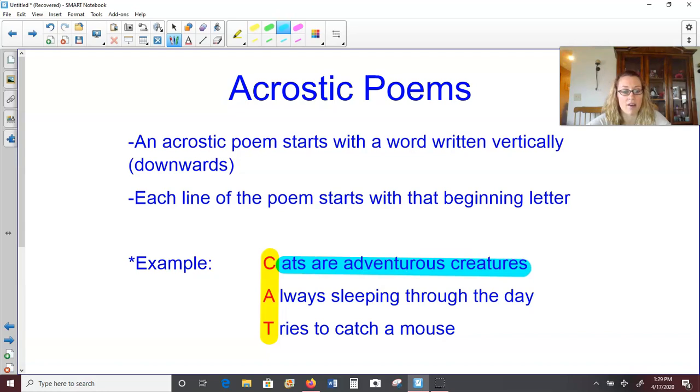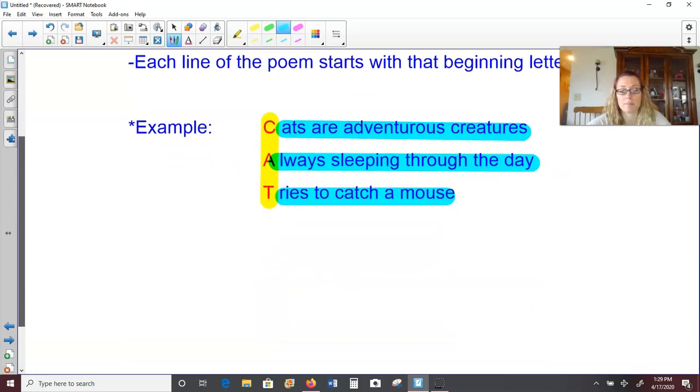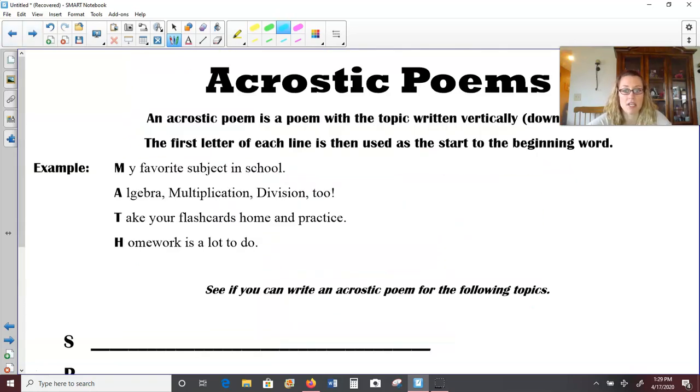So I said cats are adventurous creatures, always sleeping through the day, tries to catch a mouse. So each line of that poem is about cats because that's our topic. And each line starts with the beginning letter from the word cat. So that's an example of an acrostic poem. Over on the next page here, I have some other examples of acrostic poems. And this topic is math. Okay, math is one of my favorite subjects.